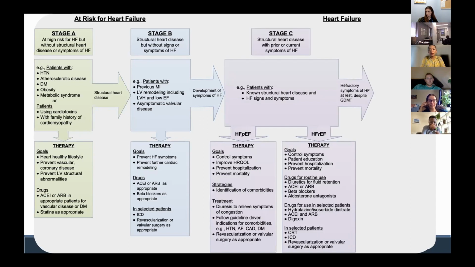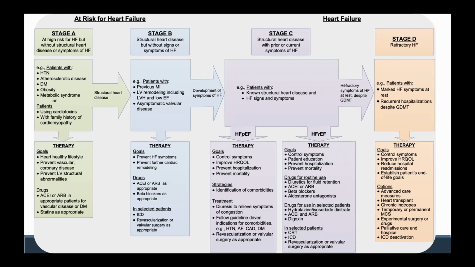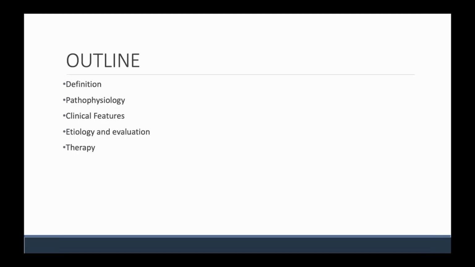Then stage C is when you have prior or current symptoms of heart failure. So this is when we start instituting our neurohormonal therapy for heart failure, consider devices, etc. Stage D is when you have refractory symptoms despite goal-directed medical therapy, and these are really the patients you should have goals of care discussion with, consider palliative therapy if those are their wishes, or advanced heart failure therapies like MCS or heart transplantation. So with that introduction, let's get started.